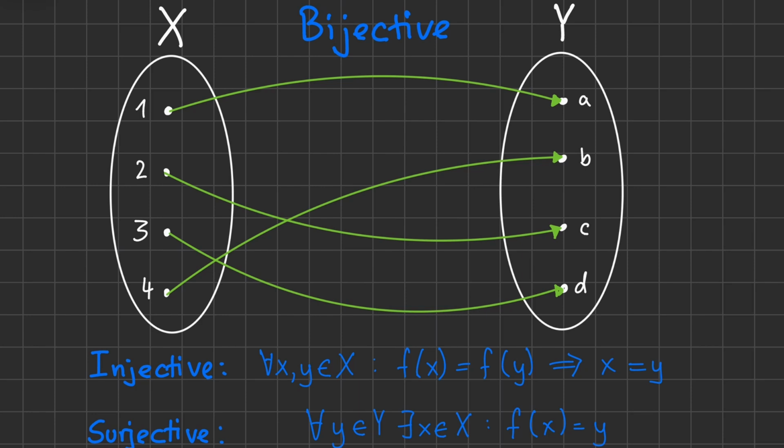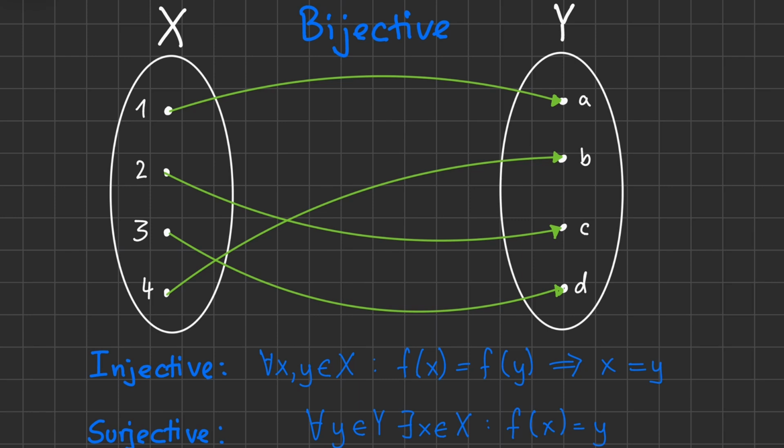And now we come to bijective. And bijective is simply the combination of both of these ideas. So we call a function bijective if it is both injective and surjective. So there is a perfect pairing in this case. 1 is perfectly paired with A, 2 with C, 3 with D, and 4 with B. So every single point in the input is mapped one-to-one with a point in the output. And this is exactly the property that allows for a function to be invertible. It needs to be bijective.